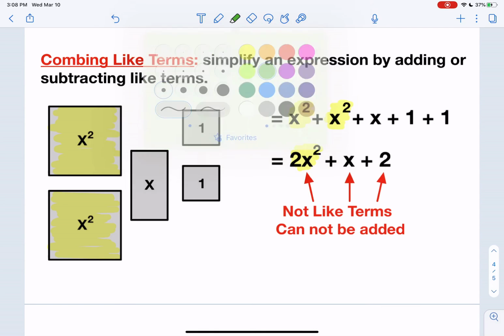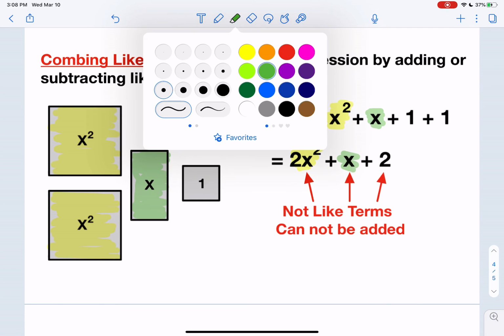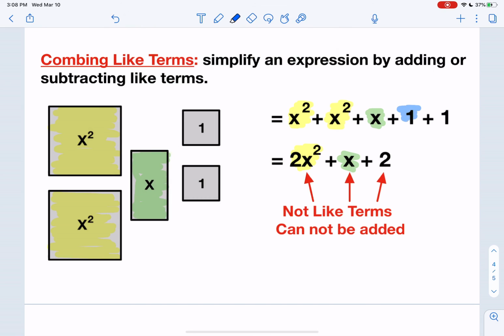And then for our x's, they only go together. And you can see they're not the same number. They're not the same shape or size. And then last but not least, we have our 1 tiles, which we can add regular numbers together. And that's what the 1 tiles stand for, regular numbers without variables. Okay, so the point is x squares go with x squares, x's go with x's, 1's go with 1's.